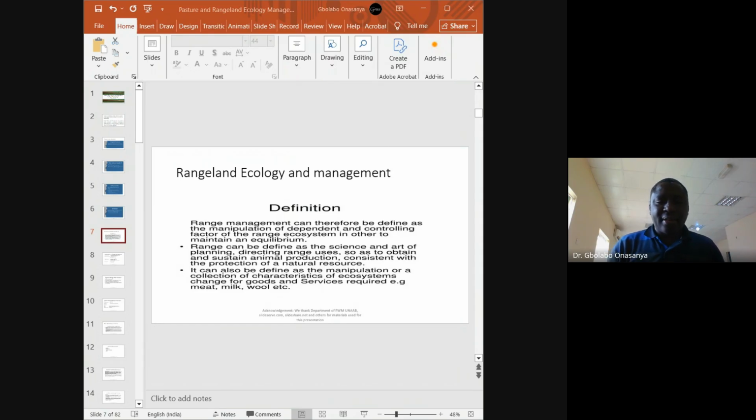Rangeland management can be defined as the science and art of planning and directing range uses so as to obtain and sustain animal production. It can also be defined as the manipulation and collection of characteristics of the ecosystem in the manner that there will be balance, there will be equilibrium in the ecosystem to support pasture growth, quality of the pastures, and livestock production.